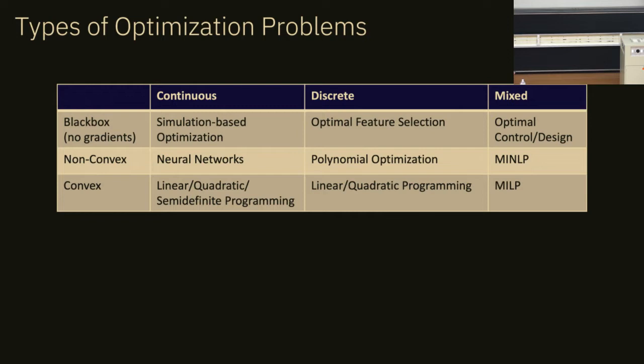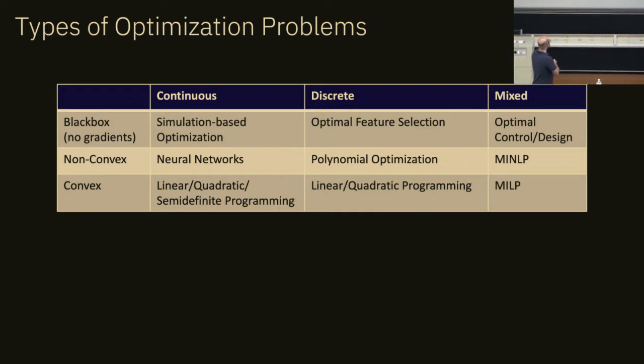So very briefly, there are different ways to look into application and into optimization and different optimization problem classes. This is maybe not exhaustive, but I want to give some kind of classification. Here we have continuous and discrete problems and mixed continuous and discrete problems. And we have convex problems, non-convex, and black box problems. Black box usually means we don't have access to gradients.